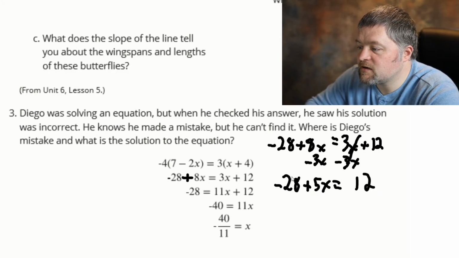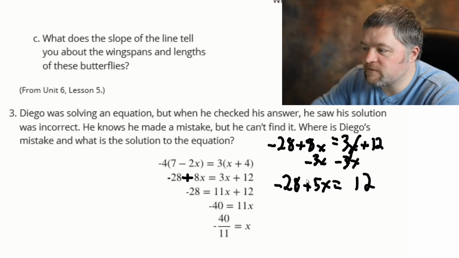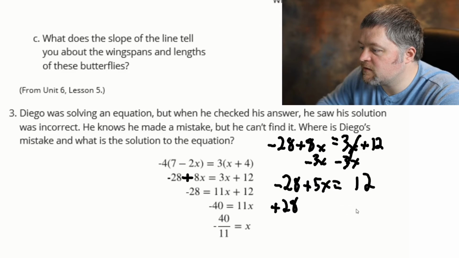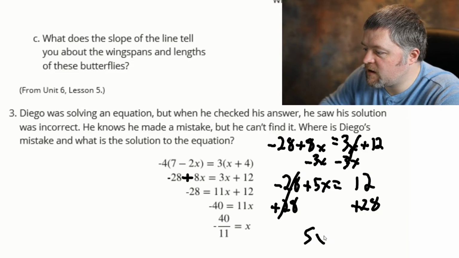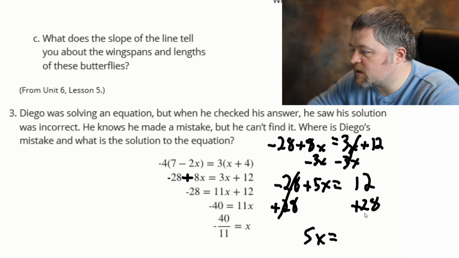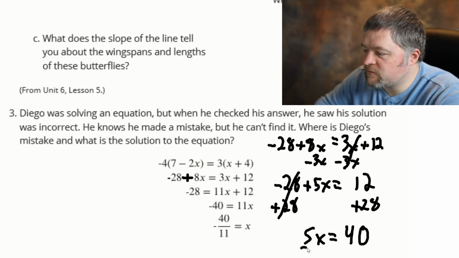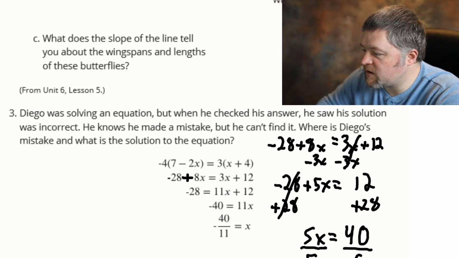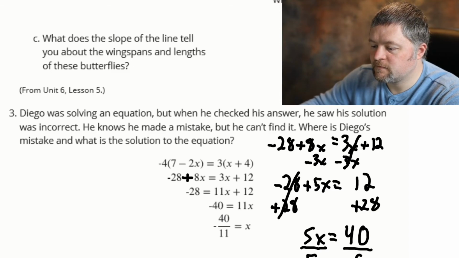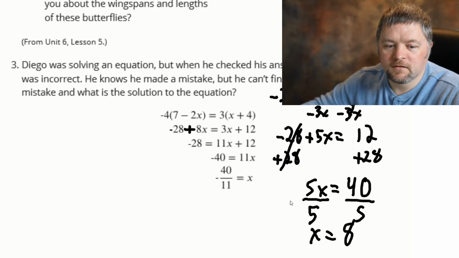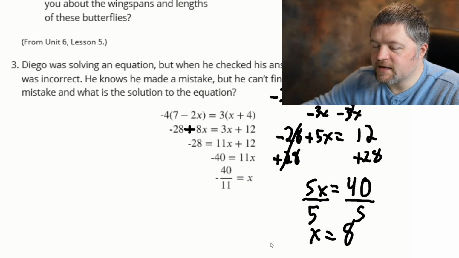Now we've got all our x's on one side of the equation. We've got to get all our numbers onto the other side. How do we get rid of a -28? We add 28. Do it to one side, do it to the other. Those will cancel. We are left with 5x equals 12 plus 28 is 40. 5x equals 40. How do we get the x by itself? Divide by 5. x equals 8. Sorry about that. That kind of trailed off the bottom of your screen. x equals 8.